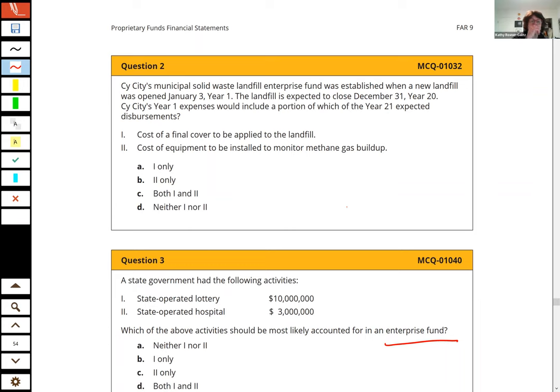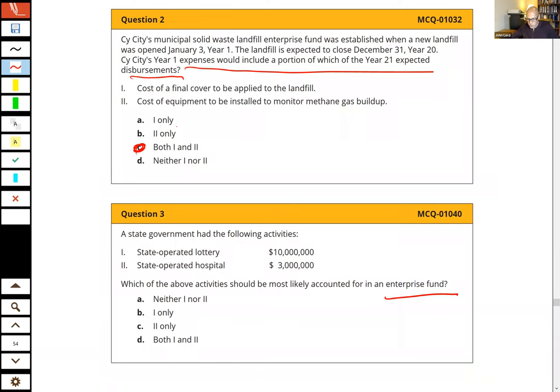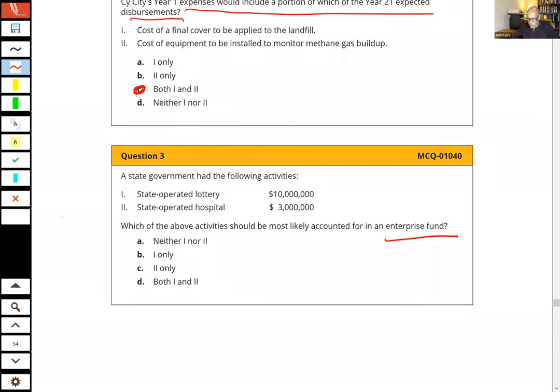Okay, well, with that, let's look at this one, which I see why you guys were getting it right. And then I'll turn you loose on question three. Sorry about that. So we have a landfill, and it wants to know what expenses would be included in a portion of the expected disbursements when the landfill closes. Cost of final capping and cost of equipment were on our flashcard, right? So everyone got that one right. I apologize. Question on that one? Now let's look at this one, and I'll let you do this one on your own.